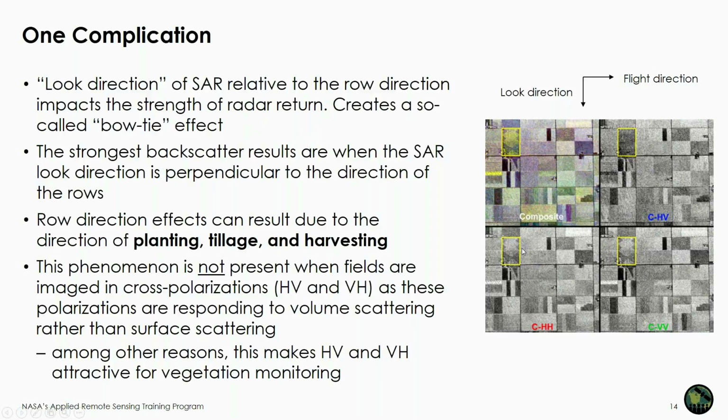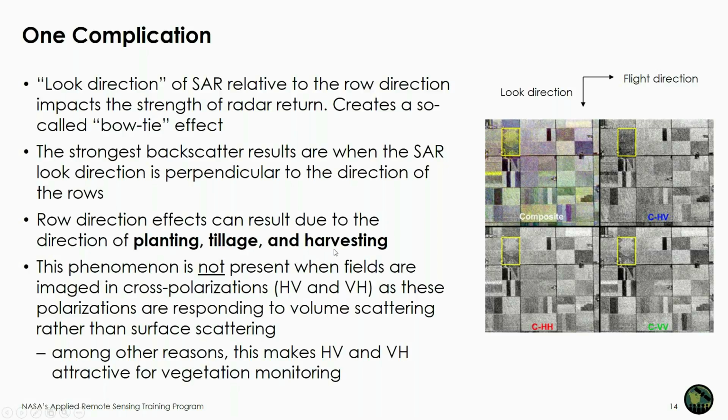So this is a particular field, and we have variations in backscatter within this field, and that's because there is a row direction in this field, and the relationship between the radar look direction and this row direction can set up some very different scattering effects. The strongest backscatter results are seen when the radar look direction is perpendicular to the direction of the row. And these row effects could be a result of planting, tillage, or even harvesting.